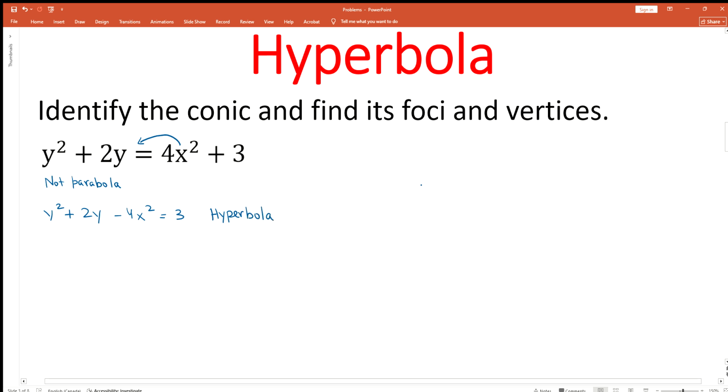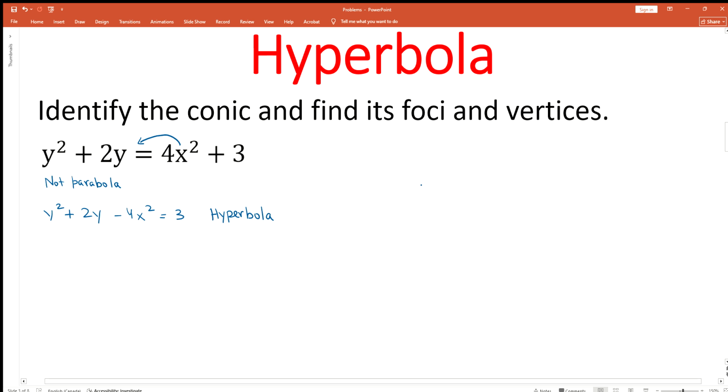For an ellipse, both x square and y square terms have the same sign, and for a circle, both x square and y square terms have the same sign and the same coefficient. This is an important concept we need to understand and memorize.